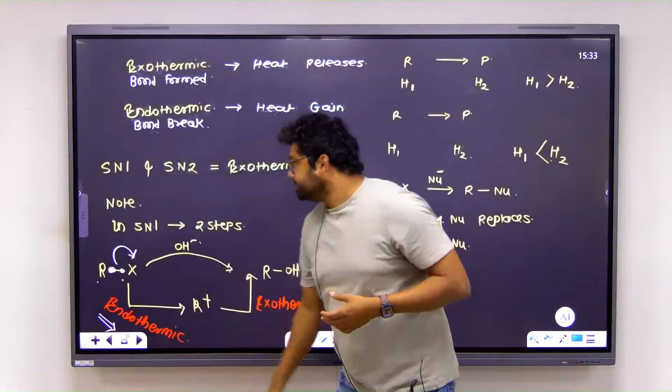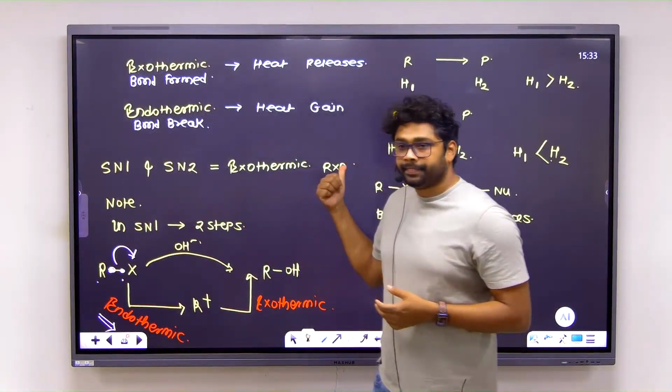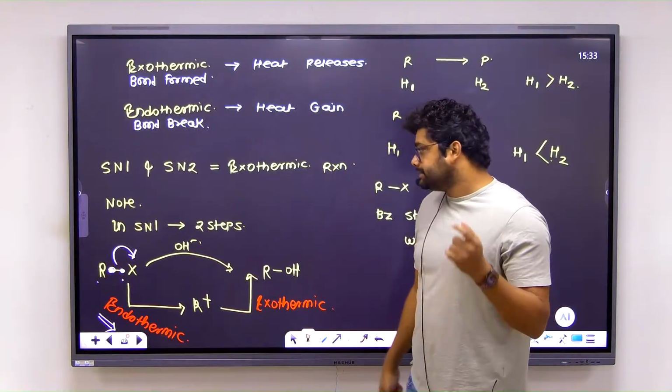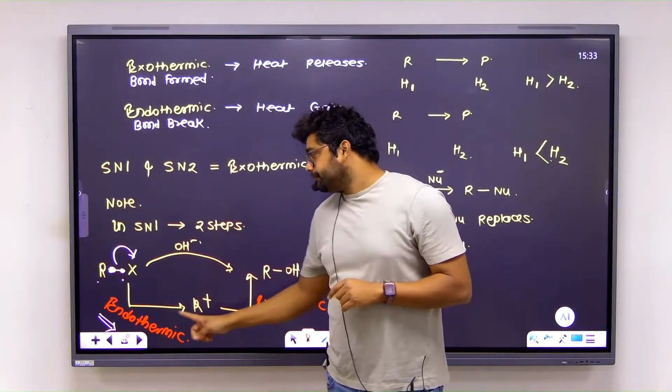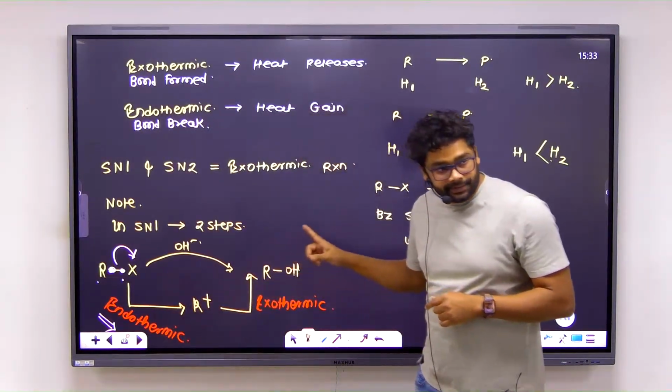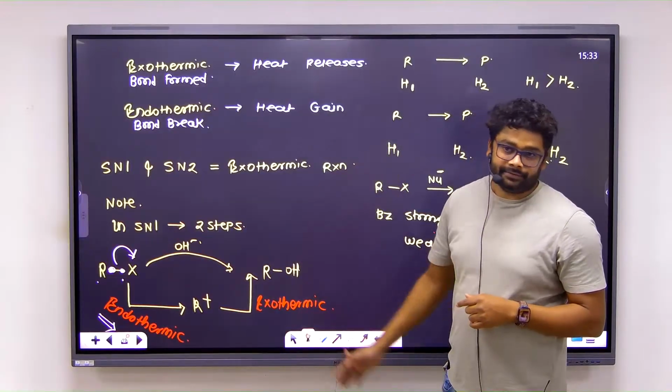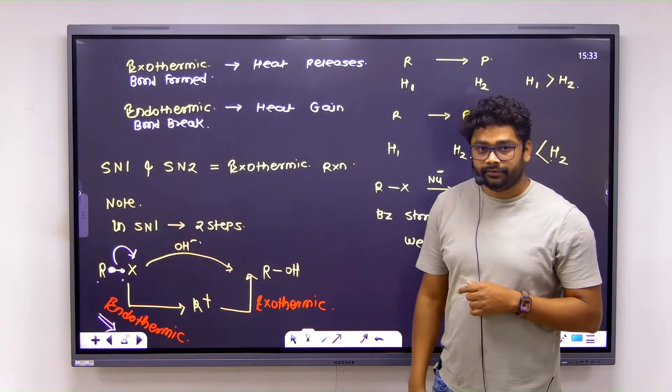So both reactions, SN1 and SN2, are what? Exothermic. But SN1 has two steps. First is endothermic. Second is exothermic. Okay. We'll continue tomorrow.